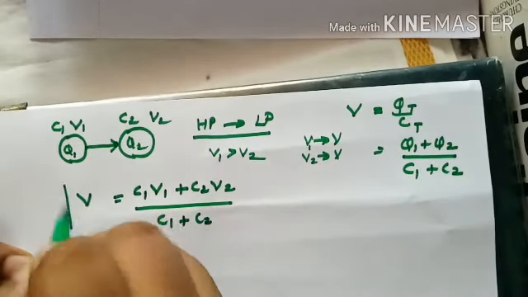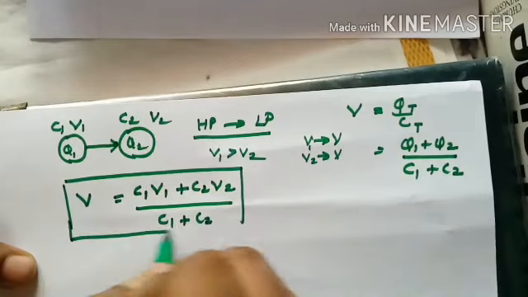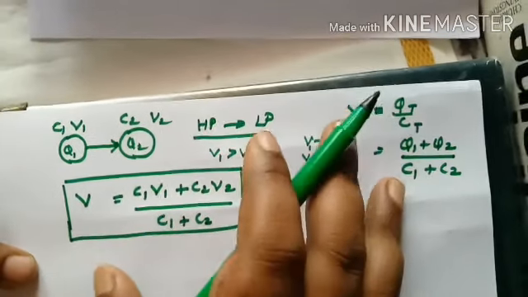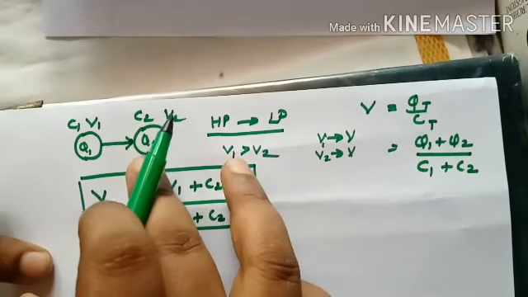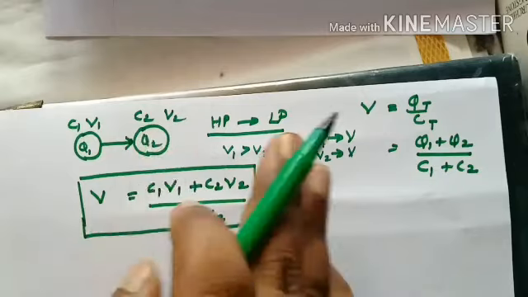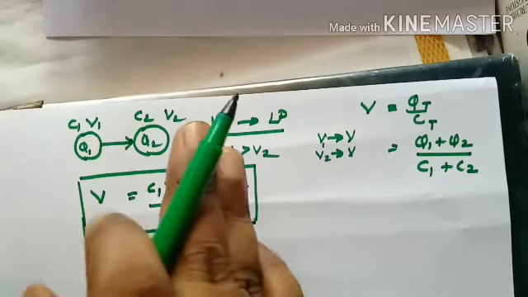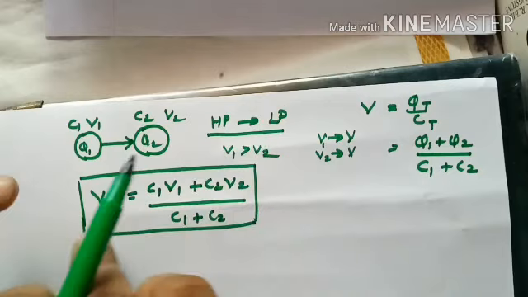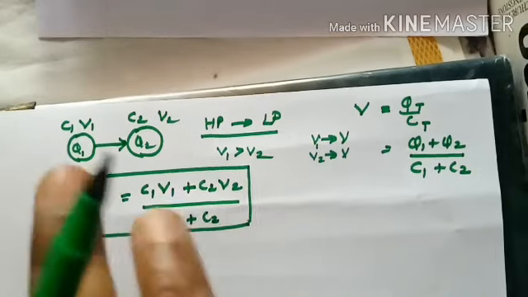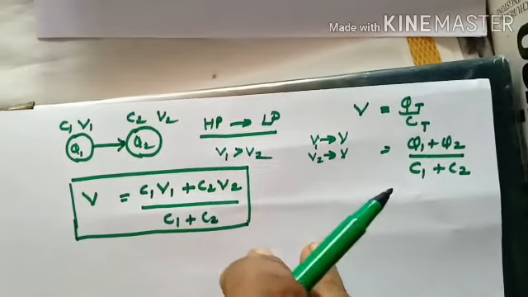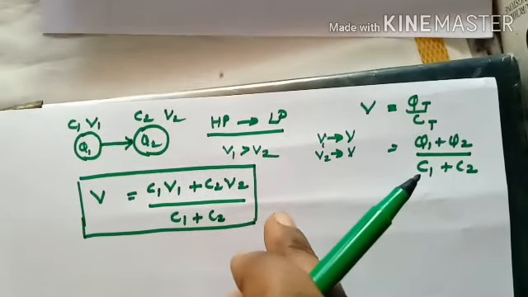This is the expression for common potential when you connect two capacitors of different potentials by a connecting wire, and there will be a charge flow from higher potential to lower potential until they reach this common potential. And this is the expression for it. This much is clear. Now we will go for the numerical question again.